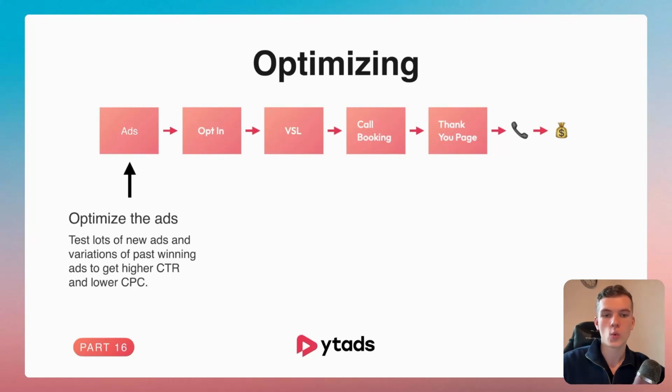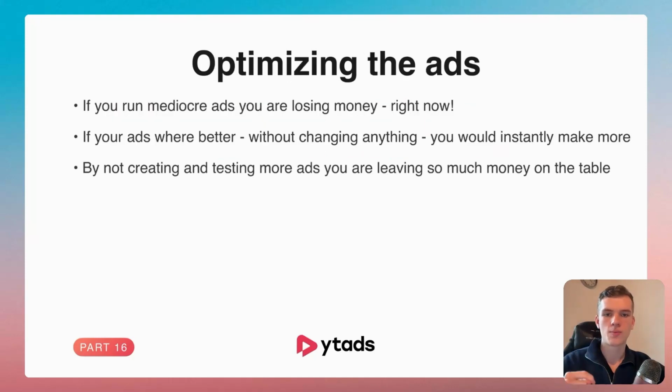So one thing we definitely need to optimize is the ads. Test lots of new ads and variation of past winning ads to get higher CTR. We want to get a higher click-through rate and lower cost per click, lower CPC. So testing lots of new ads and taking past winners and making new variation of these ads. And the goal is a high CTR, low cost per click.